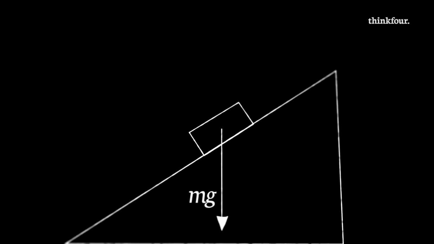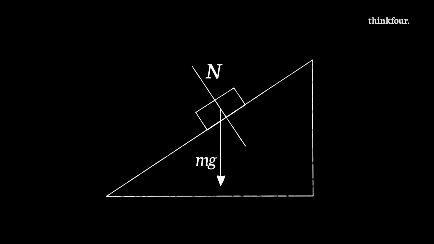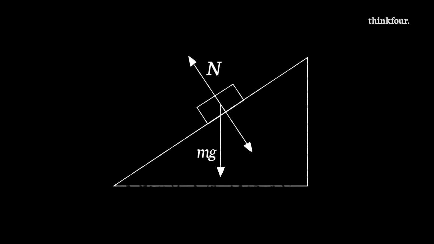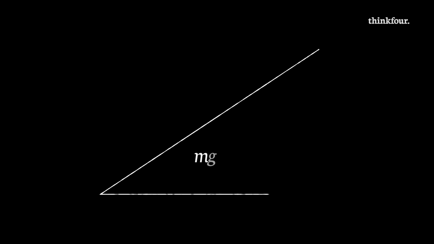First, we have weight acting directly downwards. The block is not falling through the slope, so there is also a reaction or normal force acting away from the slope. This acts perpendicular to the slope and is therefore not equal to the weight. When dealing with these questions, we will likely know the mass of the block and the angle of the slope, which we will label theta, and by symmetry this angle here is equal to theta.